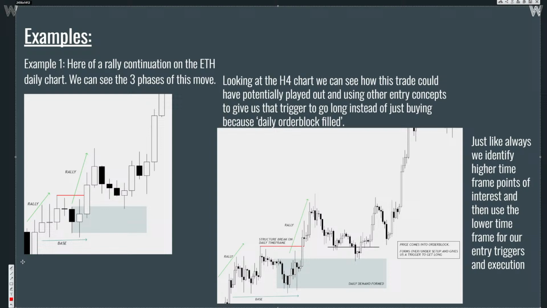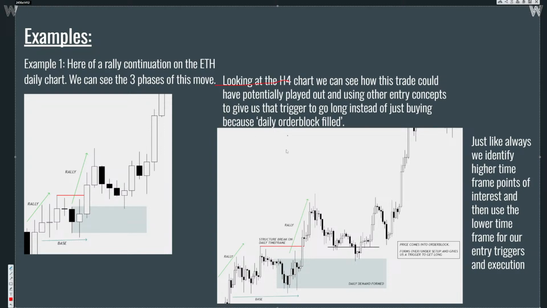We get this impulsive move to the upside here that breaks structure, right? We make a higher high here. And this was the demand. This is the last down candle before price breaks structure to the upside. We look at bidding the demand here, and then we see the reaction we get, right? So this is the daily chart for ETH.